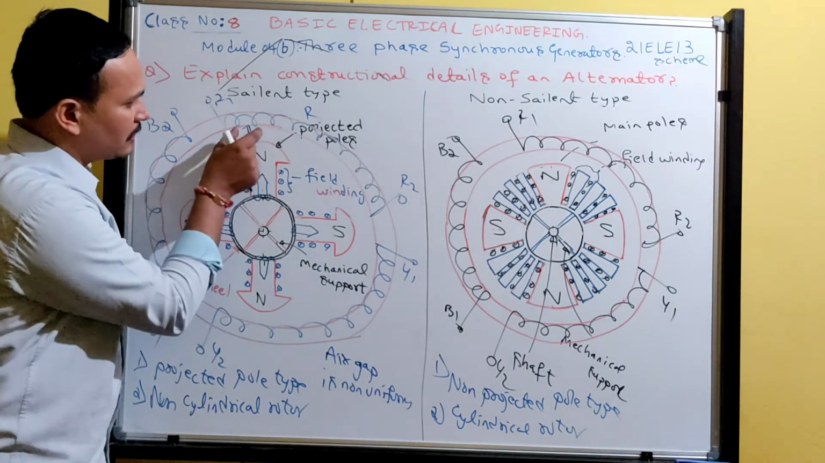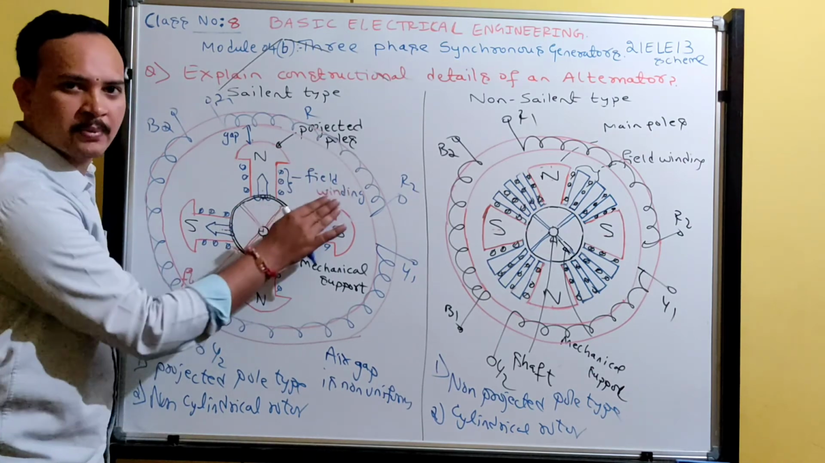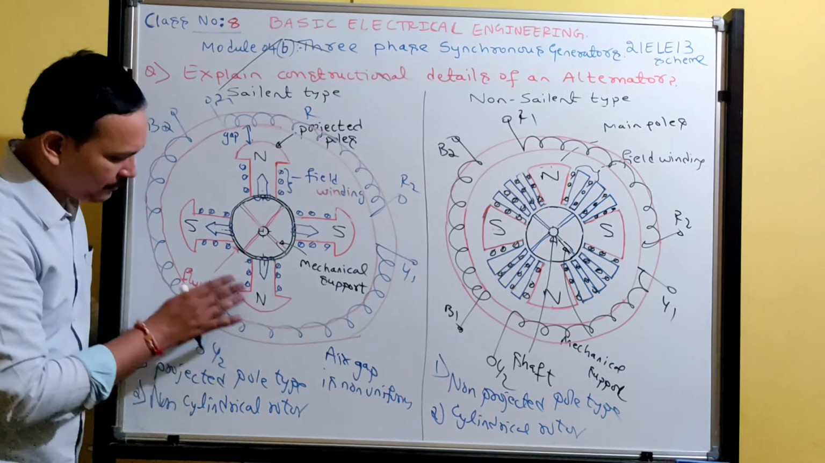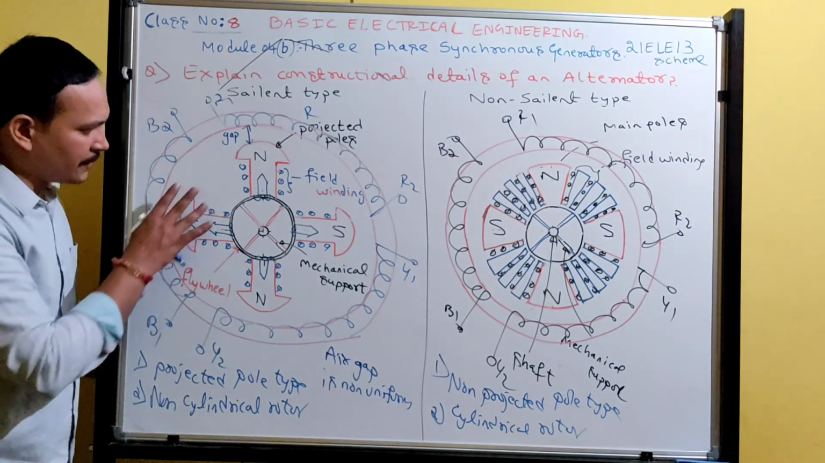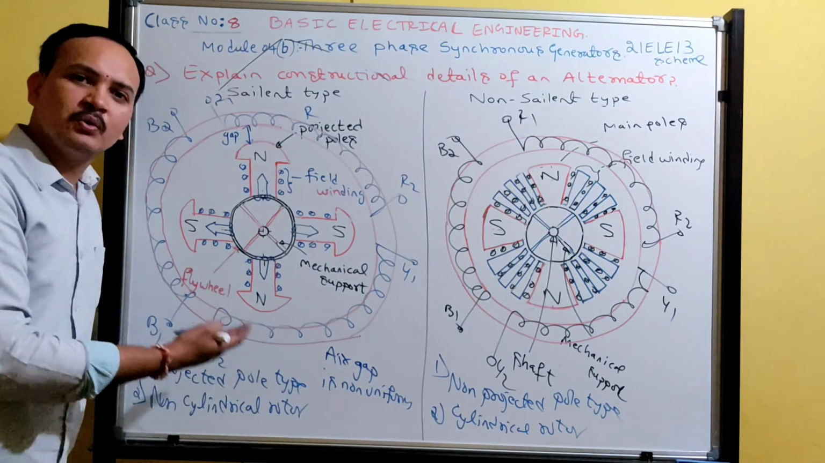Here we have less air gap. This is stator, this is rotor. Here a lot of air gap. Again less air gap, more air gap, less air gap, more air gap. So we can write this point: air gap is not uniform.